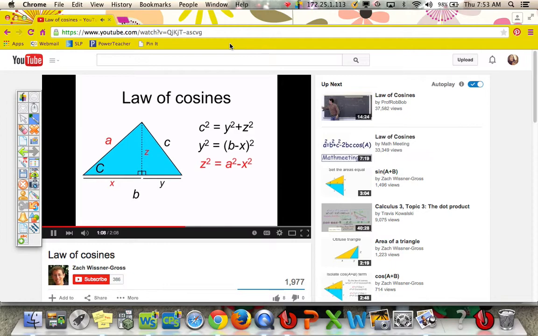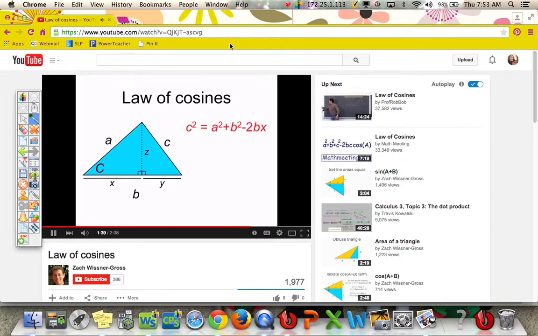So the reason that we did these last two steps is we can now substitute these expressions for y squared and z squared into our original equation. So we can now write c squared equals (b minus x) squared plus a squared minus x squared. And now we can expand the (b minus x) squared term. So we have b squared plus x squared minus 2bx plus a squared minus x squared. And notice that the x squared terms cancel, leaving us with c squared equals a squared plus b squared minus 2bx.